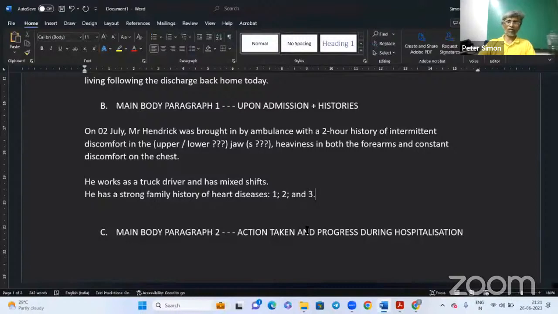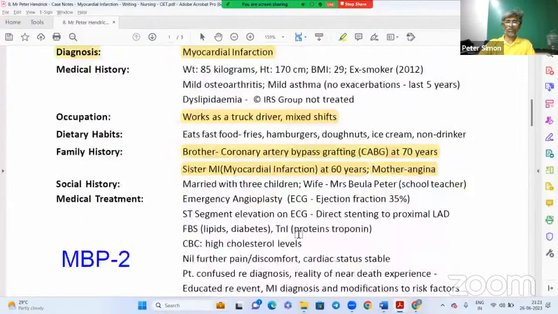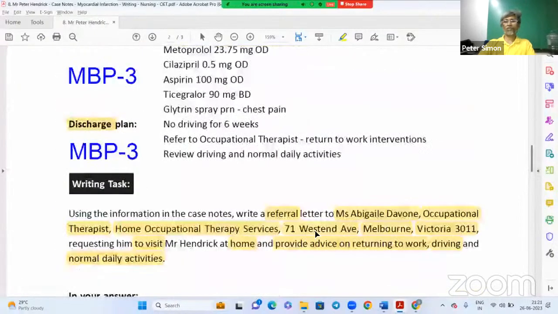So first one, you can write about a brother. Brother had coronary artery bypass grafting, and sister myocardial infarction, and mother has angina. So these 3 things, if they are relevant to this, you can write. If they're not relevant, you can leave. Based on the relevance to whom you are writing, you can write.